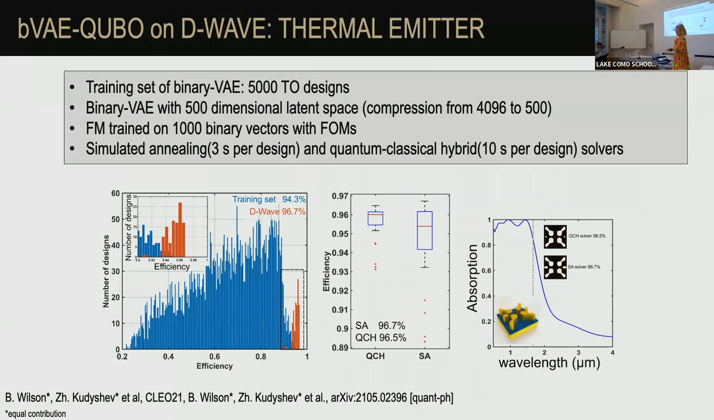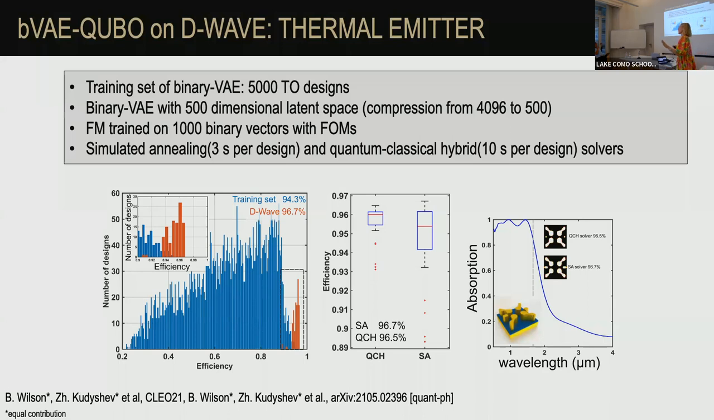Important takeaway: if you have questions about the technicalities of the D-Wave machine, I didn't play with it, Blake did, and Blake would be very happy to talk about it. But my point is on this slide. If you look at the distribution of the efficiencies for the training set in blue, a number of different designs with different efficiencies, in red you see the designs that the annealing on D-Wave gave you. So you see, these would be the highest intensity designs, and they are somewhat outside the training set.